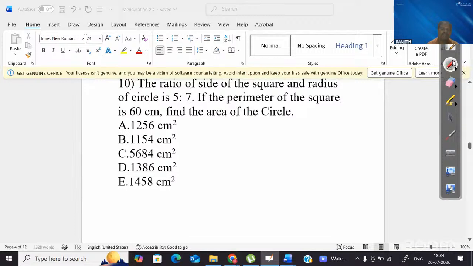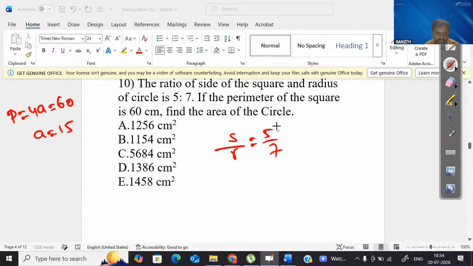The ratio of side of square and radius of circle is 5 is to 7. If the perimeter of square is 60, then find the area of circle. What is the perimeter of square? 4a. 4a equal to 60, where a equal to 15. The ratio of side of square and radius of circle is 5 by 7. What is the side of square? We got 15. So here it will be equal to 15.